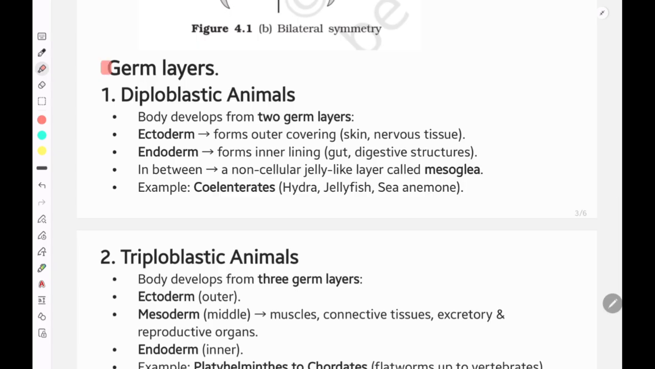Now germ layer. If the organisms are classified according to the germ layer, they are divided into two categories: diploblastic and triploblastic animals. The body in diploblastic develops from two layers, ectoderm and endoderm. Ectoderm is the outer covering, that is skin, nervous tissue, and endoderm is the inner lining which develops guts, the digestive system.